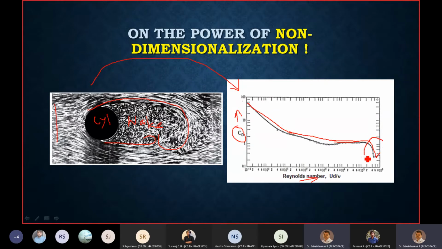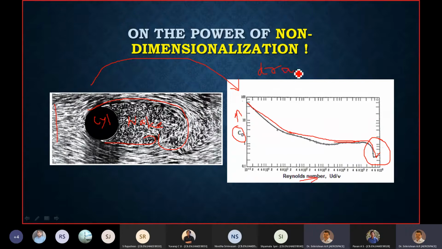What is this dip called? This is the CD Reynolds number curve. Well, what is that region called? Can you recall from fluid mechanics or wherever you have seen it before? Somebody, please. Can anybody recall that? What is the name for that particular region where you see a sudden drop in CD value, drag value? You have not heard that?